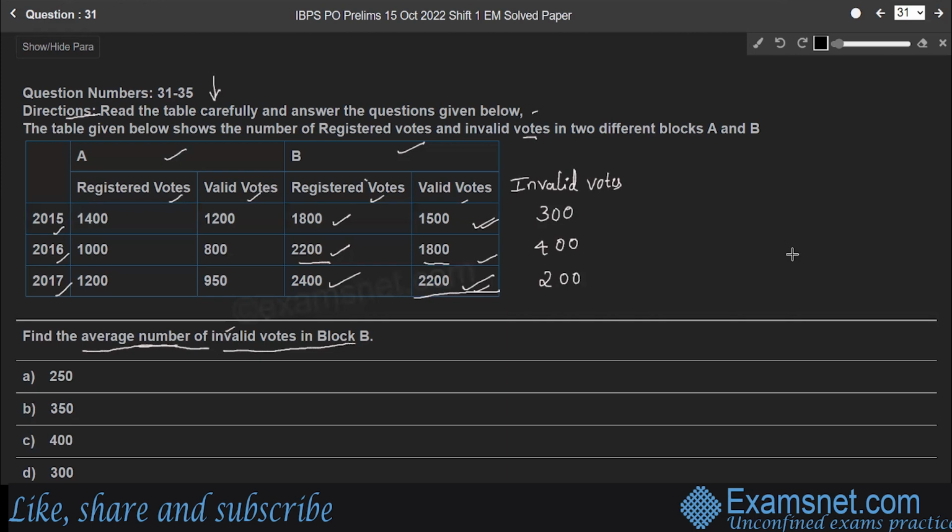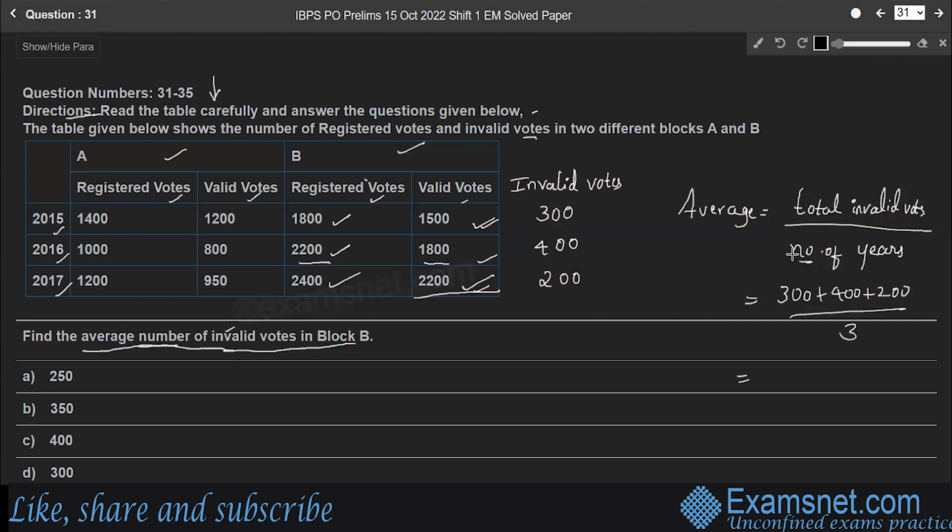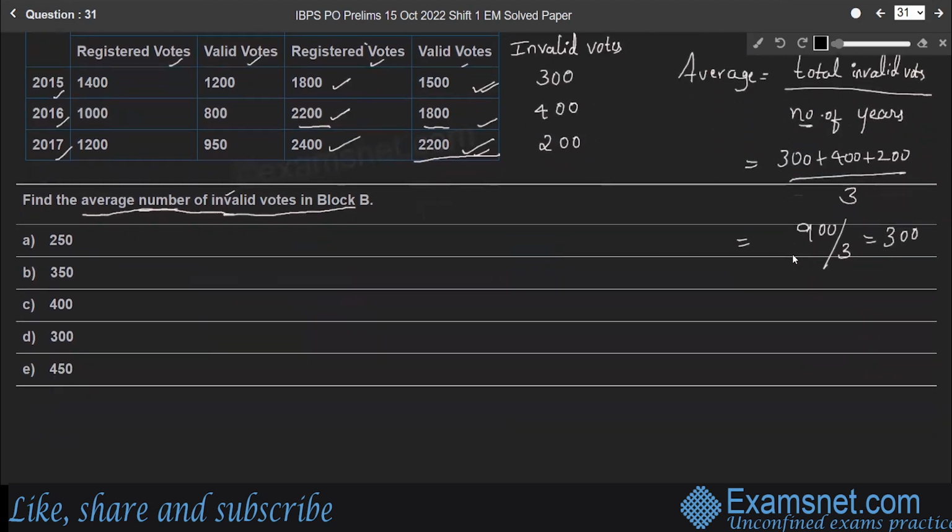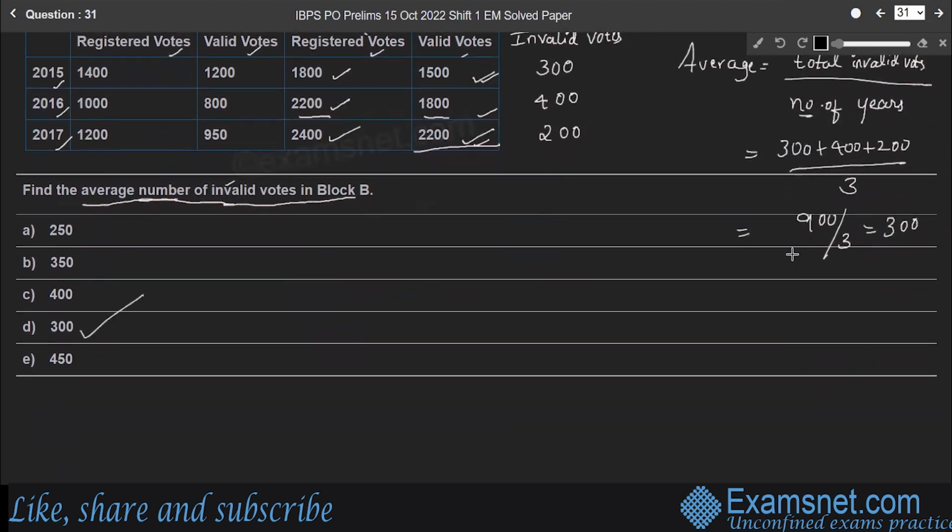So we have to find the average number of invalid votes. The average invalid votes are the total invalid votes divided by the number of years. So in 3 years, the average is 300 plus 400 plus 200 divided by 3, which is 900 by 3, equal to 300. So 300 is the average number of invalid votes in block B. Therefore, option D is the right answer.